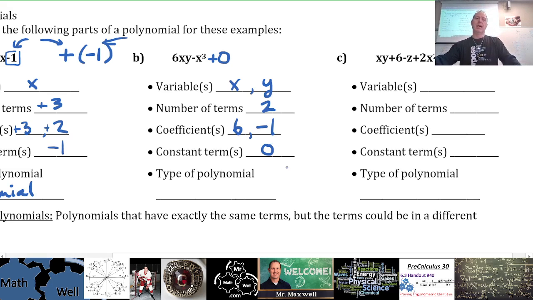Okay, very good. Now, the type of polynomial, again, another tricky one. The type of polynomial here. What would you say is this type of polynomial?